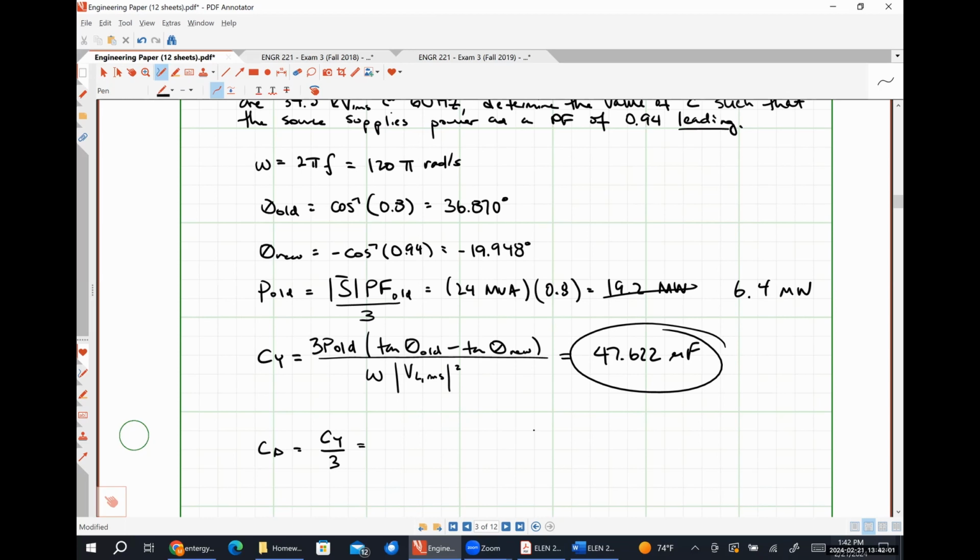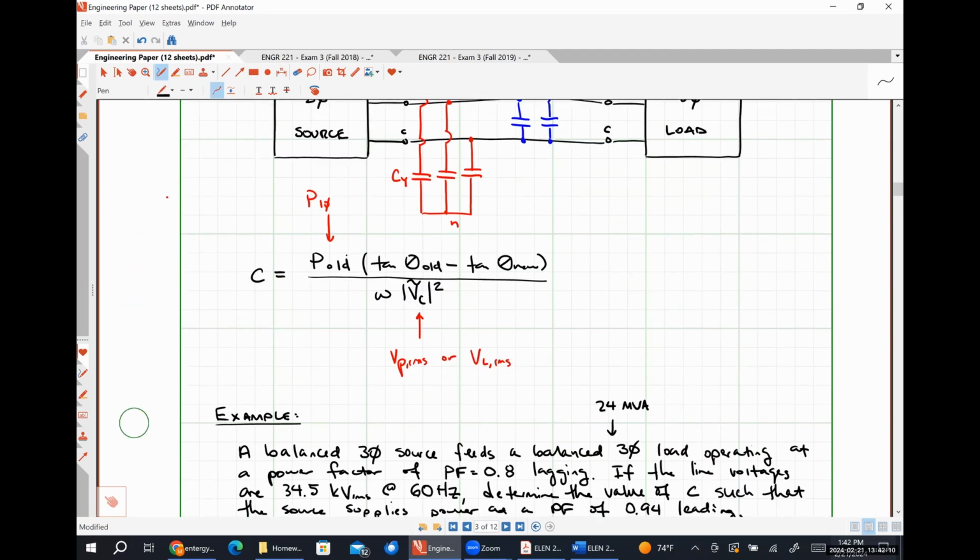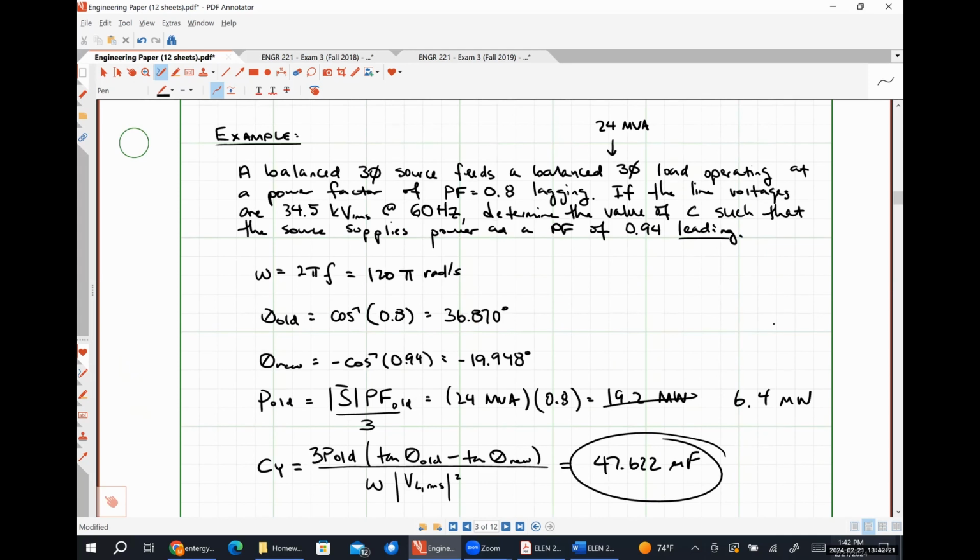But what exactly happened? Okay, so let's clear things up. When we looked at our equation here, I said P old, but we needed to pay specific attention to the fact that we need to use a single phase average power. The 24 MVA is for the 3-phase source, which means each phase is absorbing 8 MVA. 8 MVA times our power factor would give us 6.4 megawatts of average power. And that's the number that should have been used.